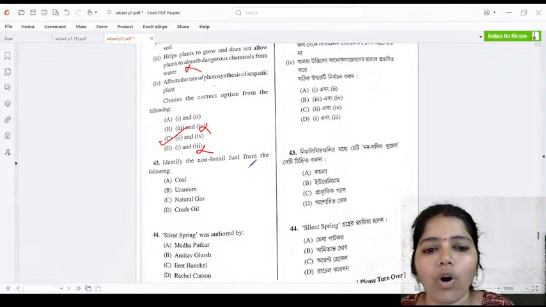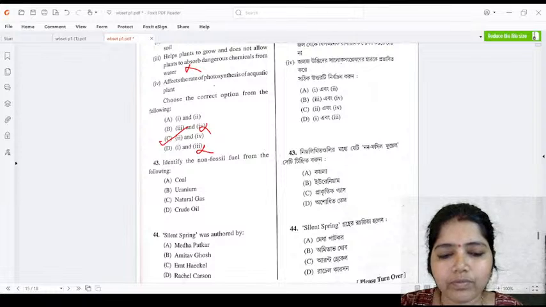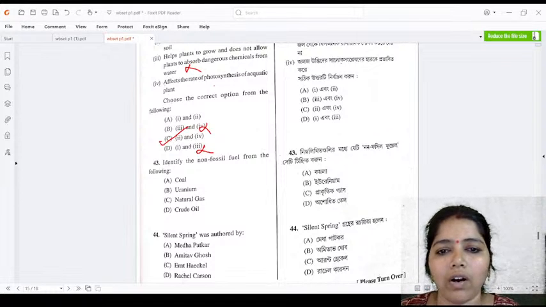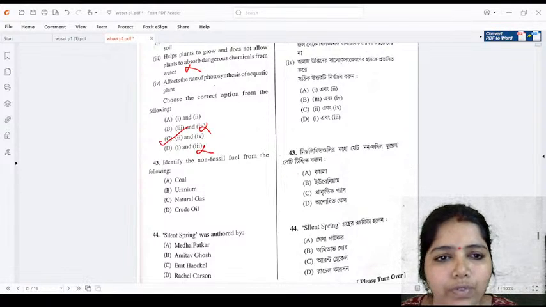And identify the non-fossil fuels. Very, very easy question. Non-fossil fuels. Yes. Non-fossil fuels examples are all the wind, all those things we call it as non-fossil fuel, right?